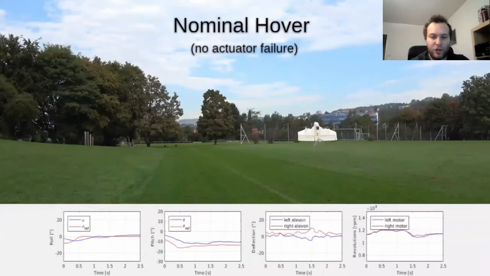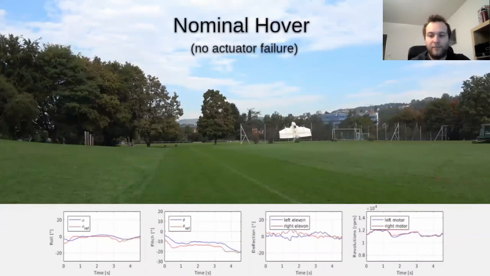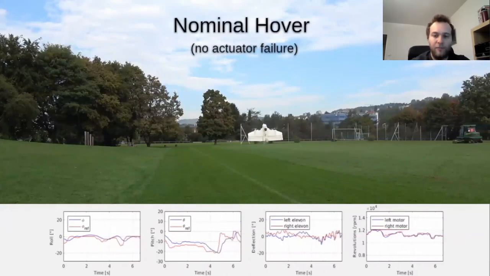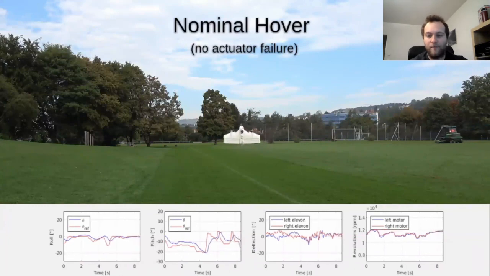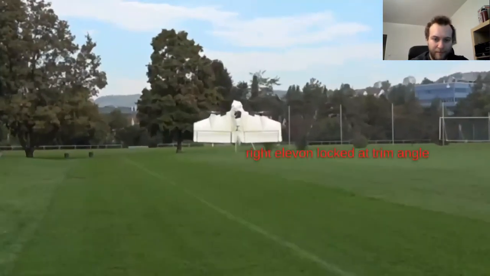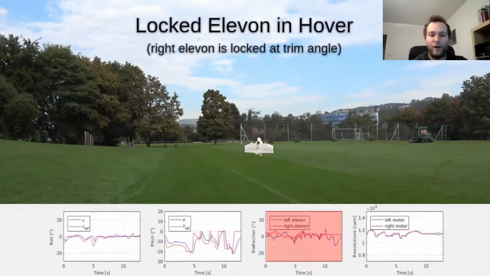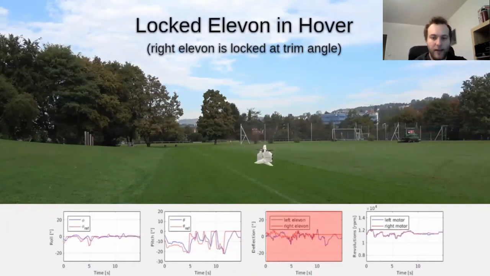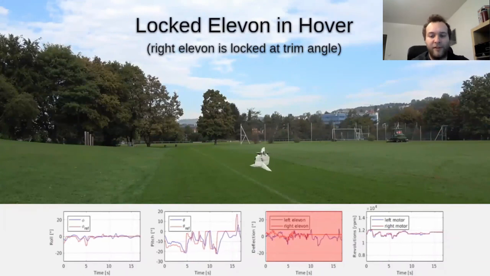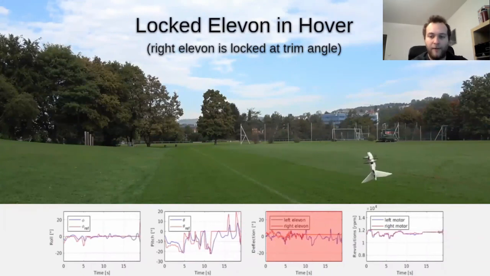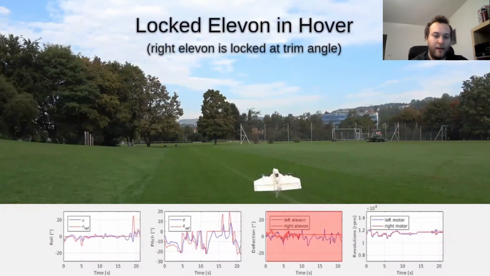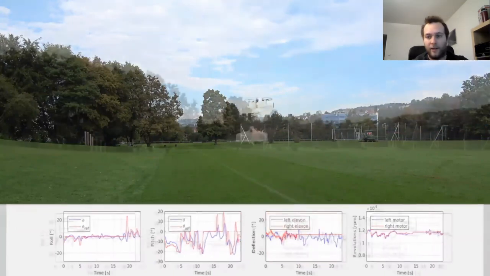Here we can see a video that shows us how the system reacts to this failure. In the bottom, you can see the roll and pitch angle tracking, as well as the actuator commands. At first, there wasn't any failure yet. We then locked the right aileron at trim angle. In this failure mode, the attitude references are given by a pilot, and we can see we can still guarantee the stability for both the roll and the pitch axis.